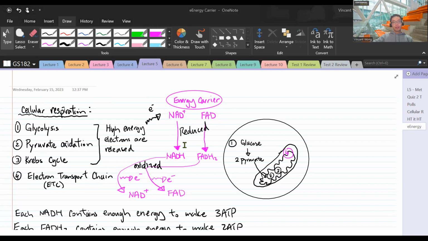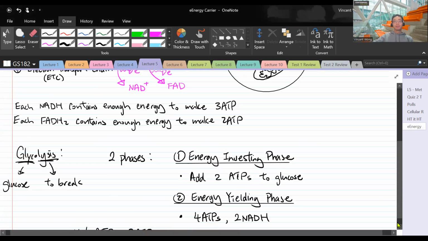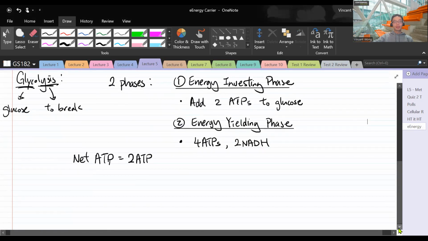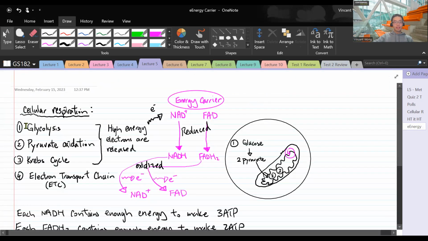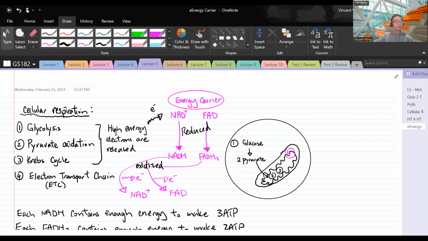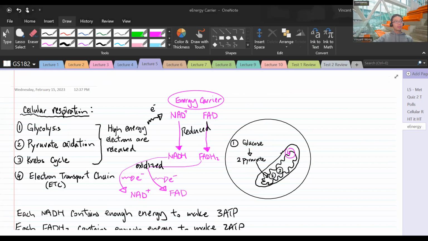And again, this whole thing is explained in greater detail in the lecture recordings. Okay. So does this all take place in the mitochondria? Well, not really, right? We wrote it down here. Glycolysis actually happens in the cytoplasm. And then steps 2 and 3 happen in the matrix, and 4 happens in the cristae. Is that okay?